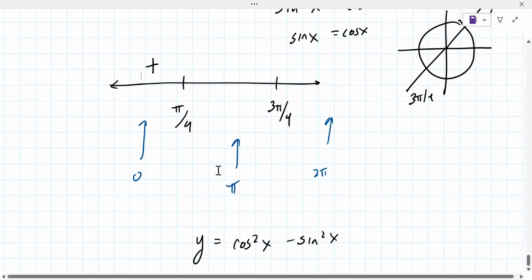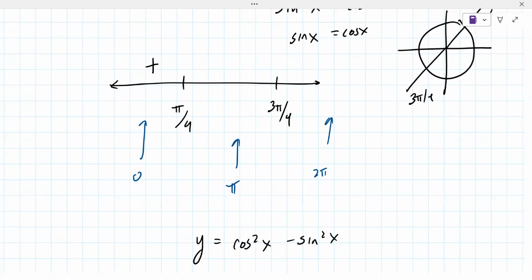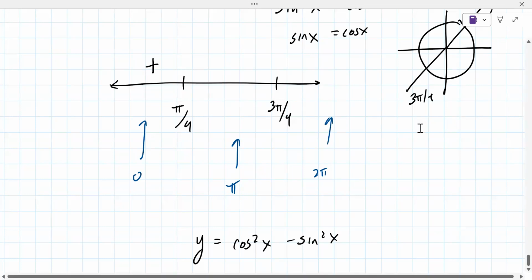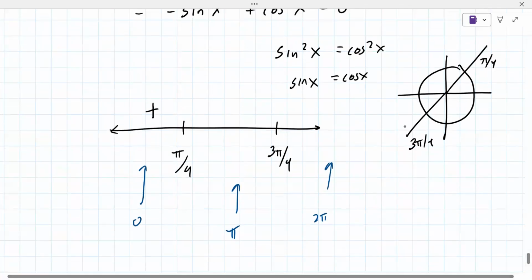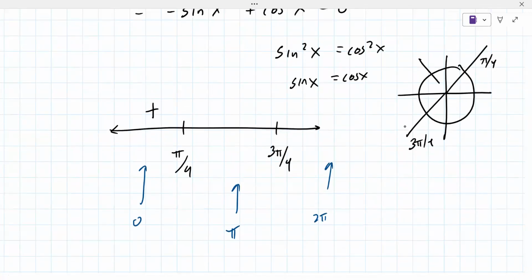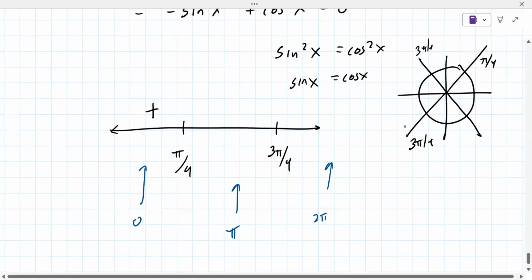Sorry, I did pick a bad point. Sorry, I'm not doing this right. There's more critical points because of the fact that it's squared. You also have these ones to consider. So there's also this one over here at 3 pi over 4. This is 5 pi over 4 and 7 pi over 4.